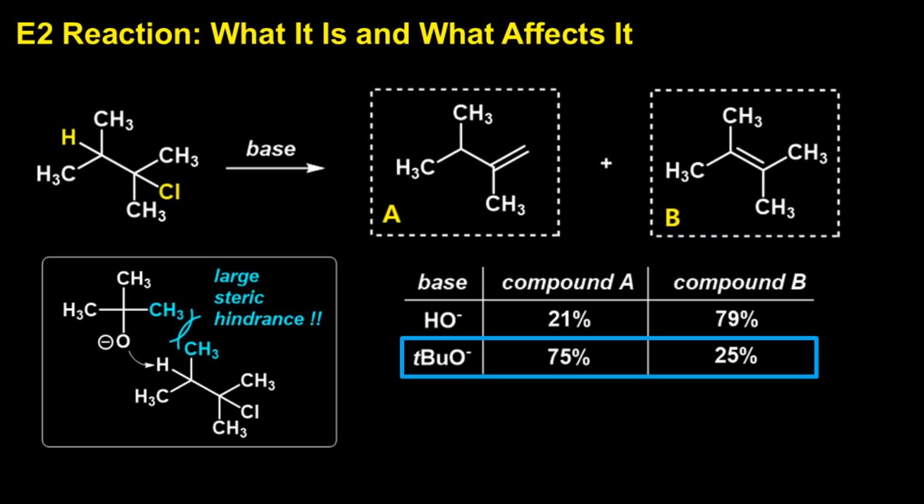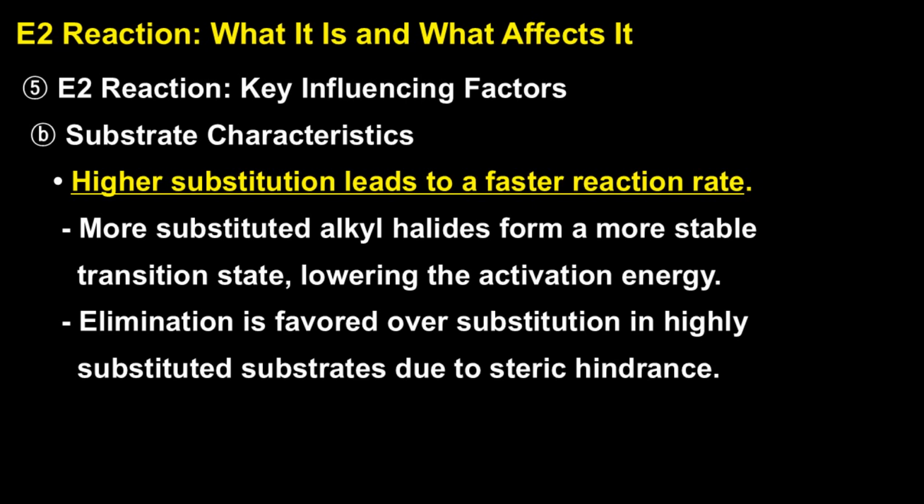Now that we've seen how the base affects elimination, let's move on to another important factor, the substrate itself, and how it influences E2 reactions. The structure of the alkyl halide has a major impact on how fast E2 happens. Since E2 is a concerted reaction, the stability of the transition state controls the speed. In general, more substituted alkyl halides react faster. Why? Because alkyl groups help stabilize the pi bond forming in the transition state through hyperconjugation and electron donating effects. This added stability lowers the activation energy and speeds up the reaction.